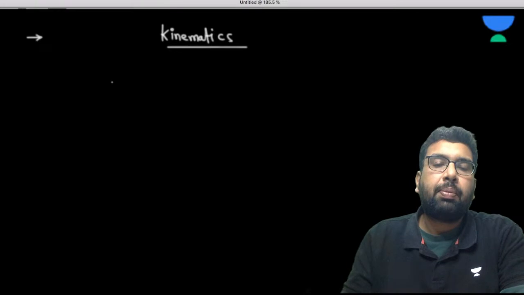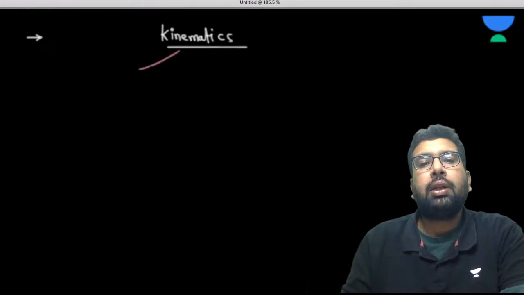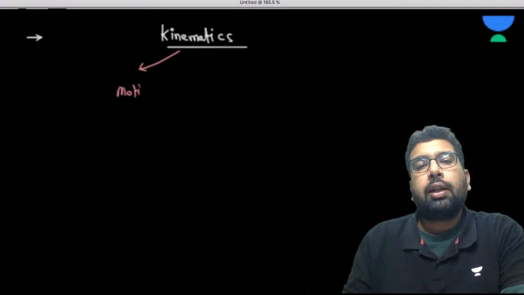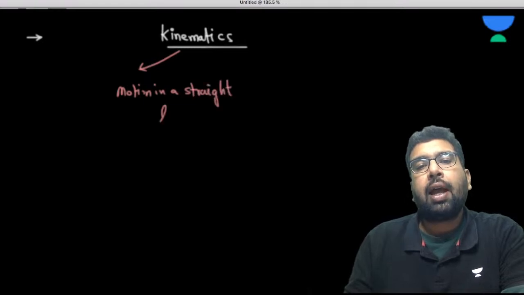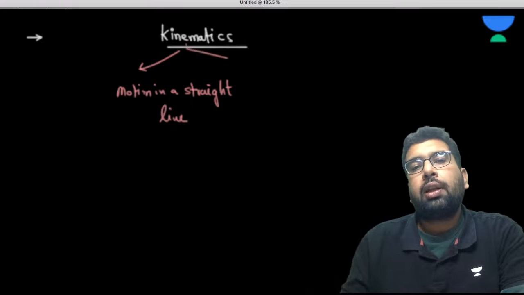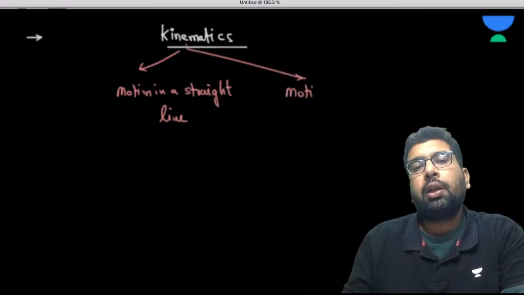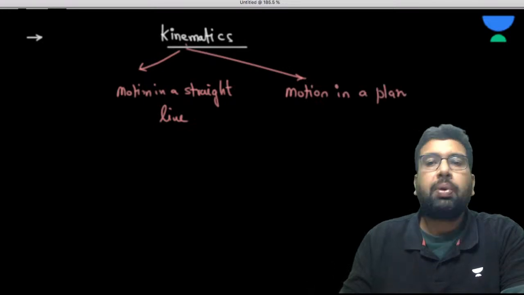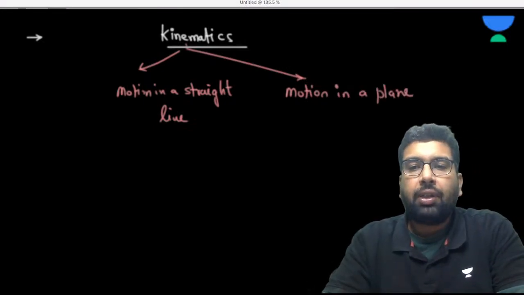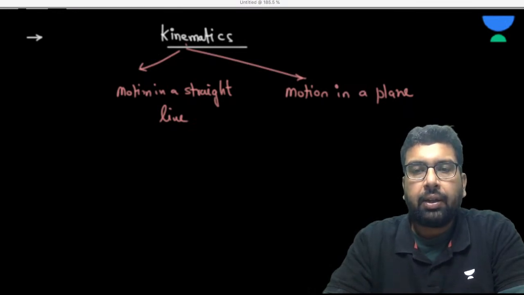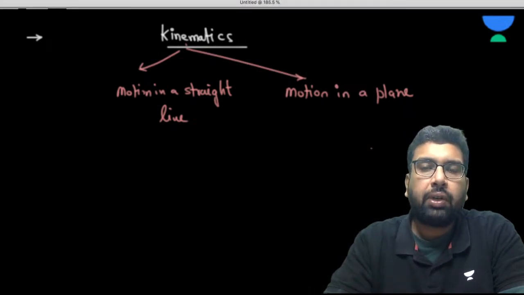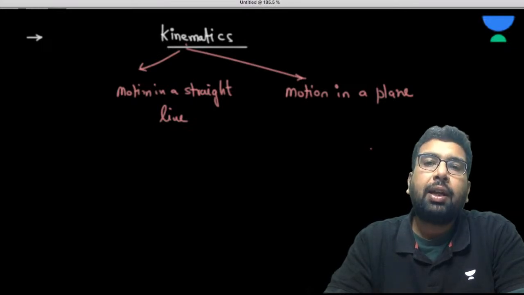We started the kinematics, and we are seeing two zones in kinematics. One is motion in a straight line, and the other is motion in a plane. As per our syllabus, as per NCERT, we have these two things in kinematics.